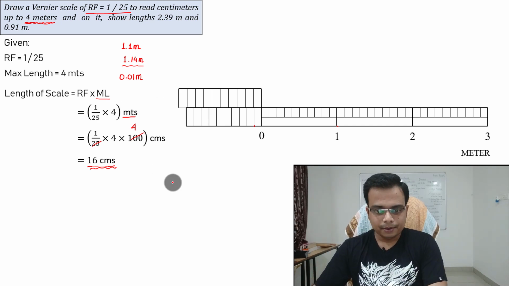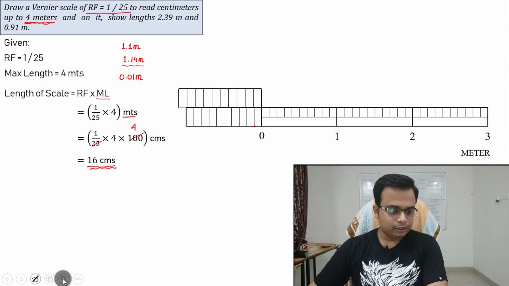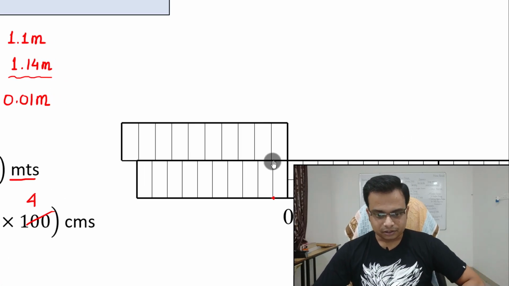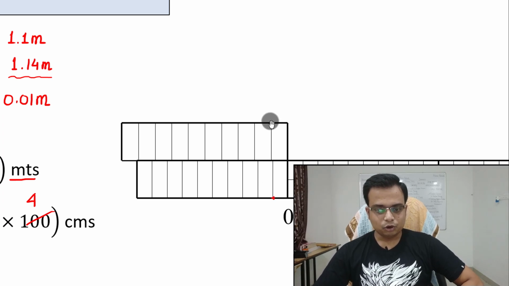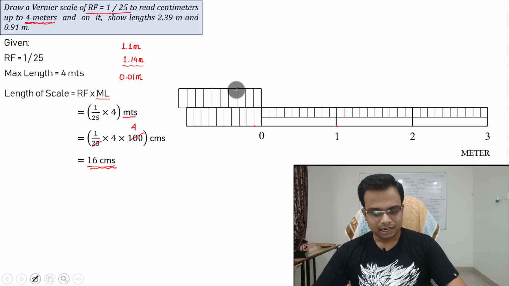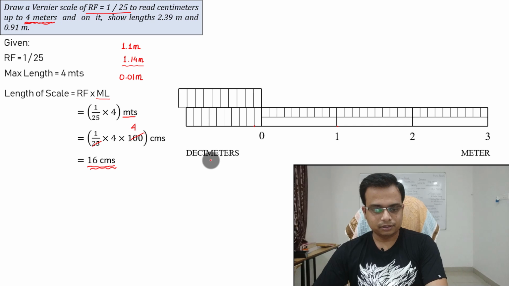Now, I need to use this zoom effect. So this difference. Now this is 0.1, this is 0.11, this is 0.2, and this is 0.22. This difference is 0.11 minus 0.1. You'll understand this in a much better fashion. Let me just have the values. Something like this. This is going to be decimeters and this is centimeters.